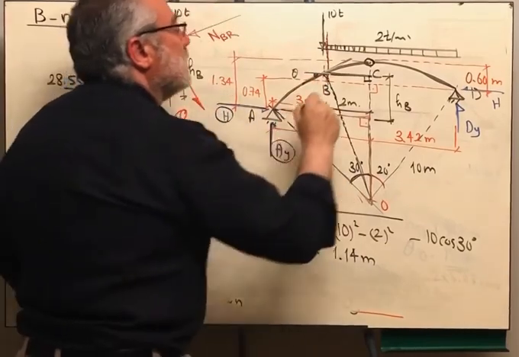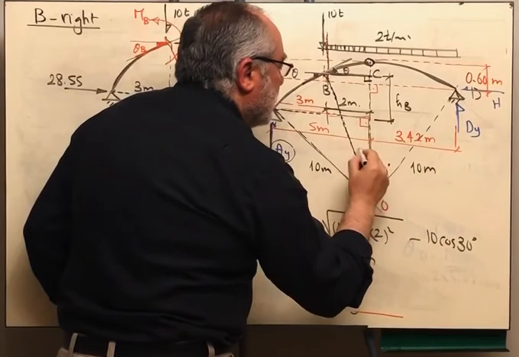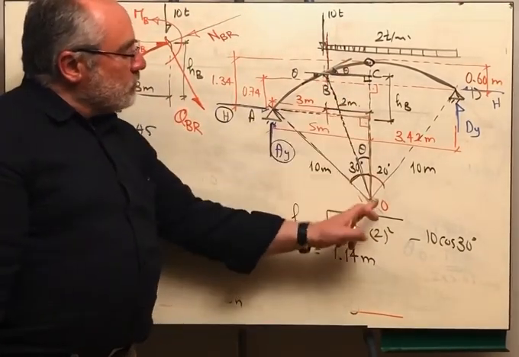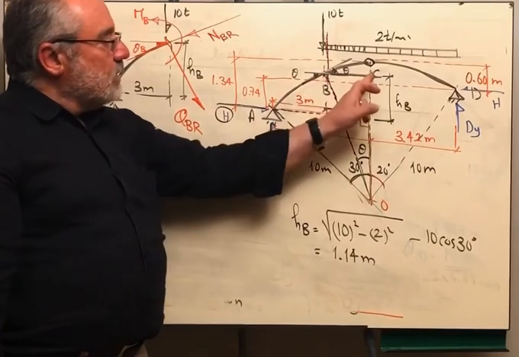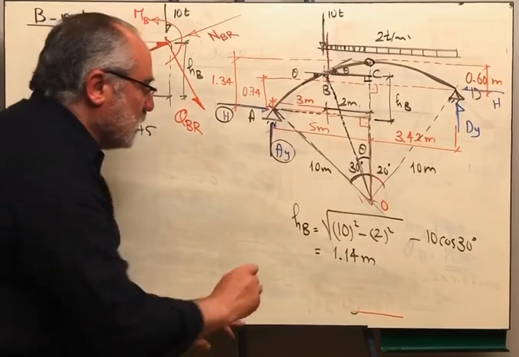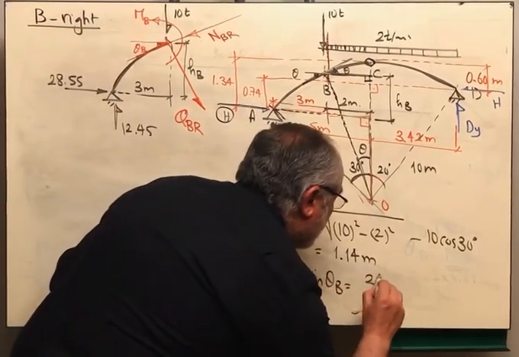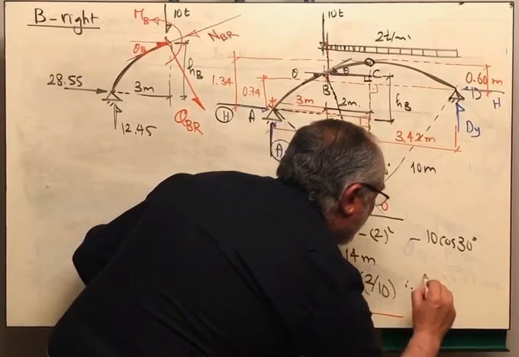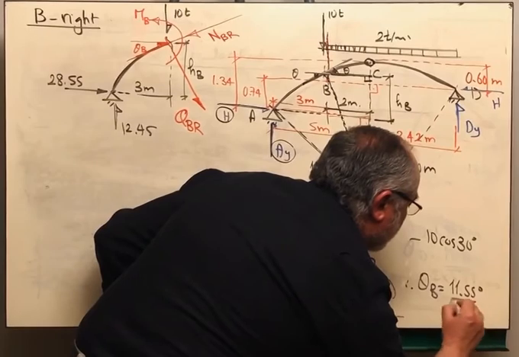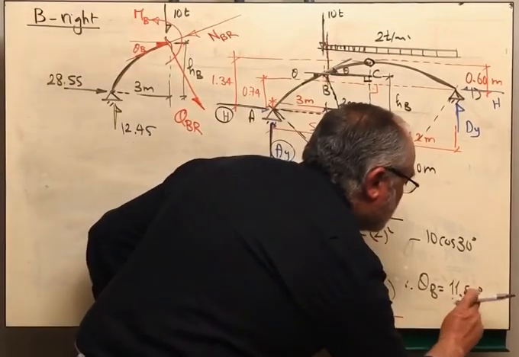If you want to get the angle between the tangent and the horizontal, which is theta, it is the same as the angle theta subtended at the center. And we have from this right angle triangle, the opposite is 2 meters and the hypotenuse is 10. Therefore sine theta B is 2 over 10. From there, theta B is 11.55 degree or 0.54 degree. I'm sorry.